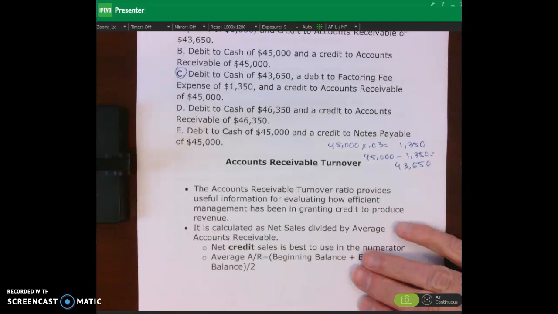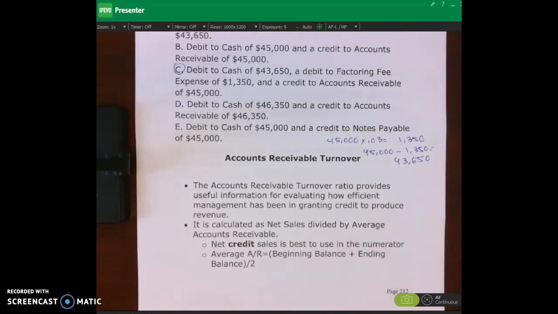Okay, so let's talk about the last topic here in Chapter 9, which is a ratio, accounts receivable turnover. It provides good information for how efficient management is in granting credit to produce revenue. So how quickly do we collect on our accounts receivable? And the way that we calculate this is we take our net sales divided by our average accounts receivable.